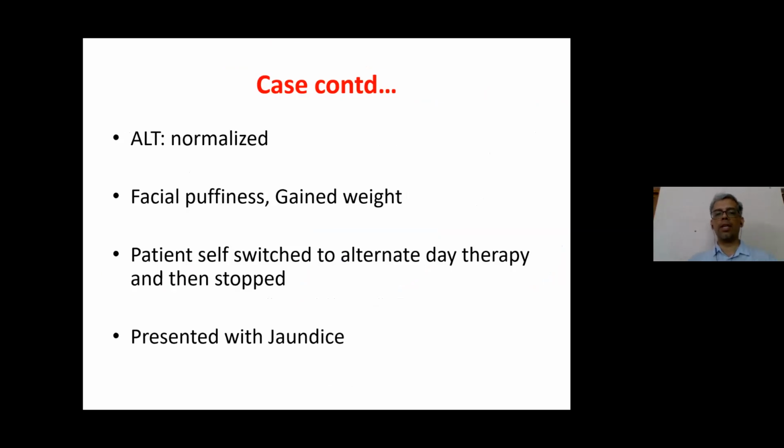So coming back to our case, our patient's ALT had normalized. She was a young female, developed facial puffiness and gained weight. That was a major problem for her. So she switched to an alternate day regimen on her own and then stopped. She presented back to us with jaundice.